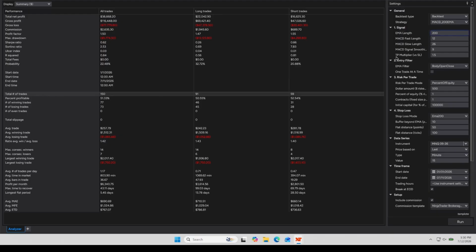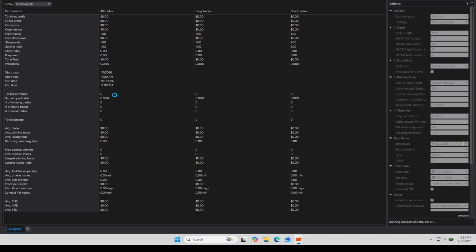Here's the TP. I have it right now at 1.5, but the 1.5 is based off the stop loss, kind of like what I was saying. The stop loss is based at the EMA, and then it's 1.5 from there. You can increase it to 2 if you want a bigger actual win, but your win rate will drop.